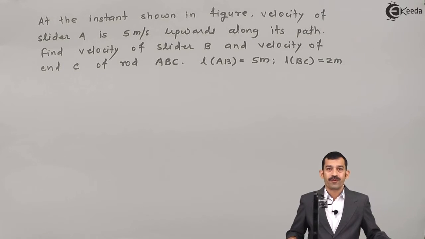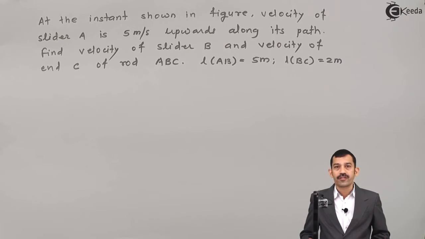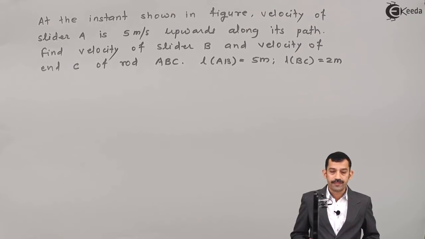Friends, we'll solve a problem on kinematics of a rigid body. See what is given in the problem. At the instant shown in the figure, the velocity of slider A is 5 meters per second upwards along its path. Find the velocity of slider B and the velocity of end C of the rod. The length of bar AB is given as 5 meters, and the length BC is equal to 2 meters.